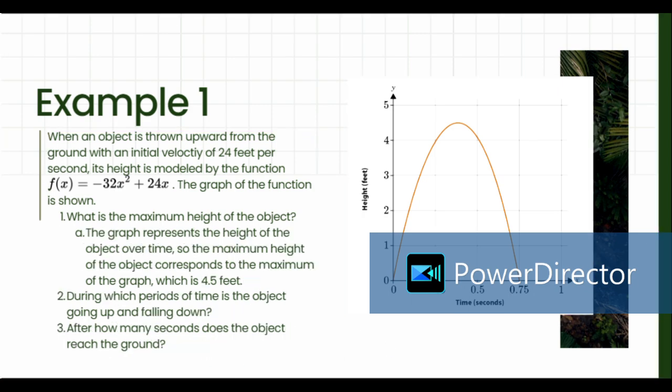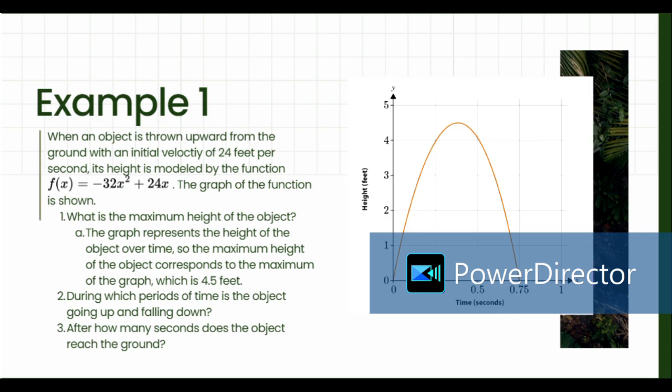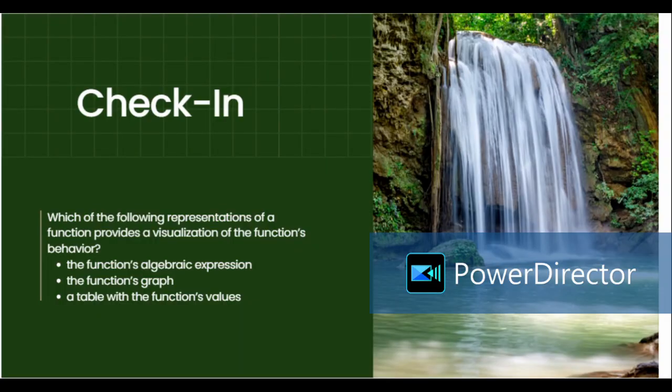And our final question is, after how many seconds does the object reach the ground? So we throw it, it goes up, it comes back down and hits the ground at 0.75 seconds. Okay, most of this lesson is extremely easy. It's just interpreting graphs and formulas.